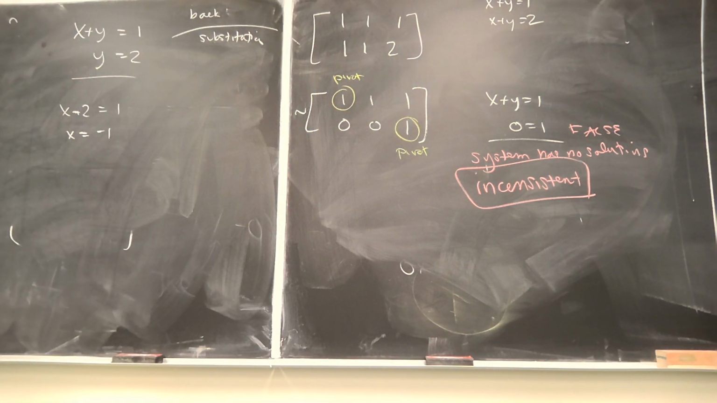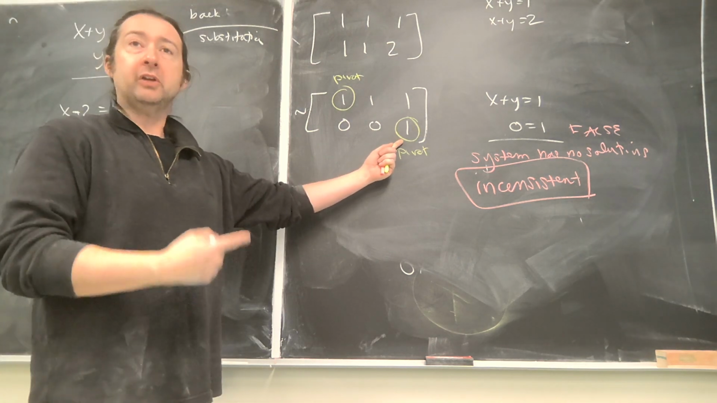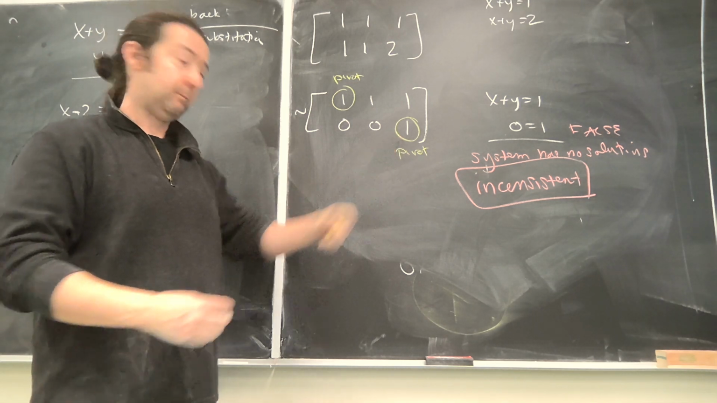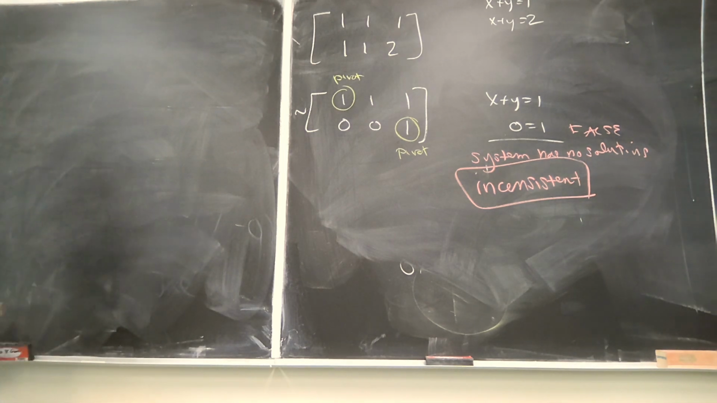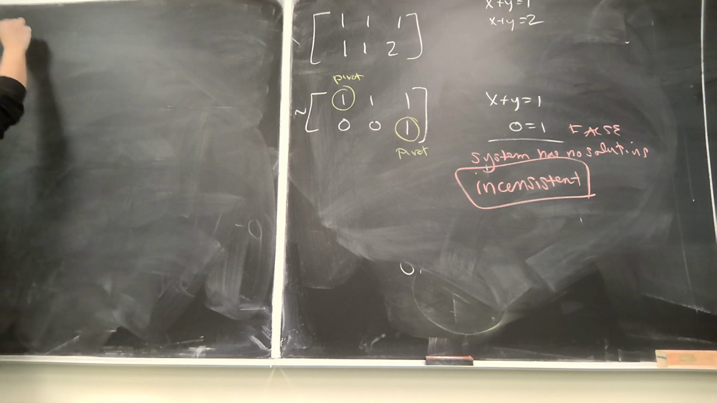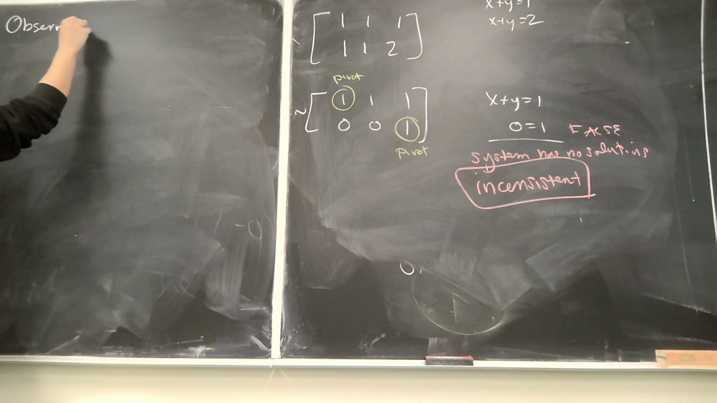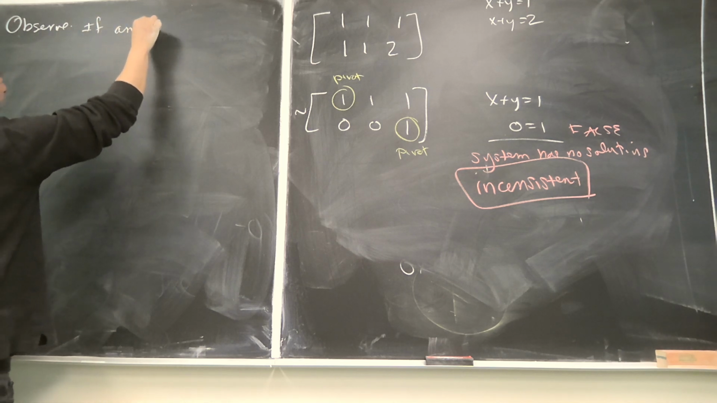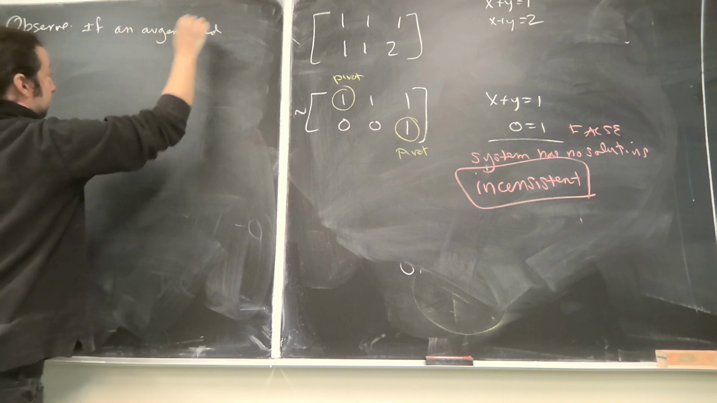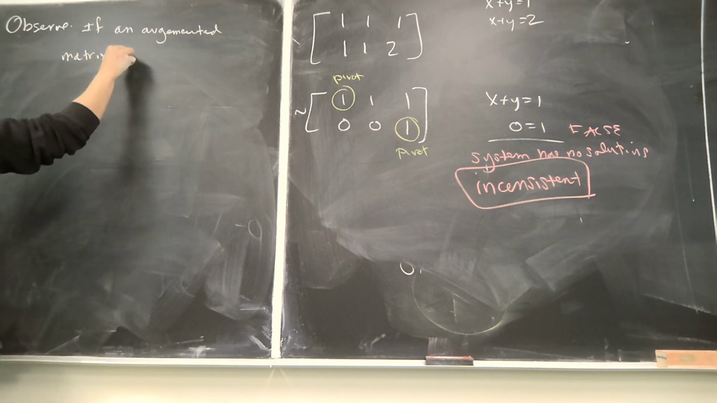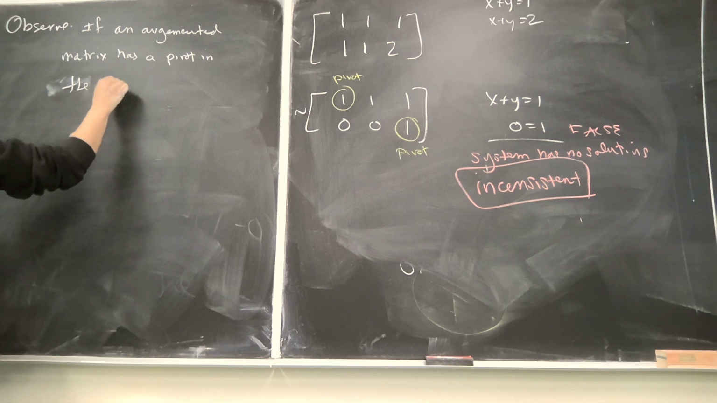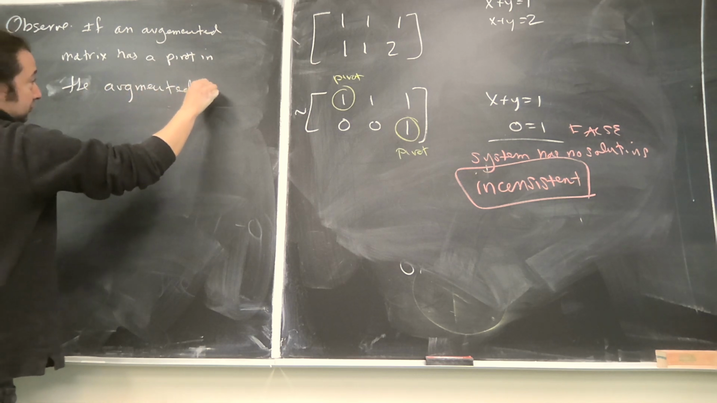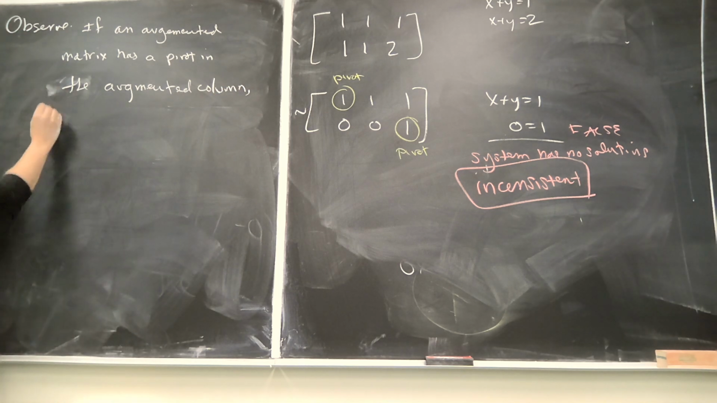But notice, there's another way to characterize this in terms of the pivots themselves. The location of that pivot in the last column told us, without having to do any other interpretation, that this was an inconsistent system. So a lot of what we're going to be doing over the next couple weeks is translating information about pivot positions into structural information about systems of equations or matrices. So let's just observe that if an augmented matrix has a pivot in the last column, in the augmented column, the system is inconsistent.